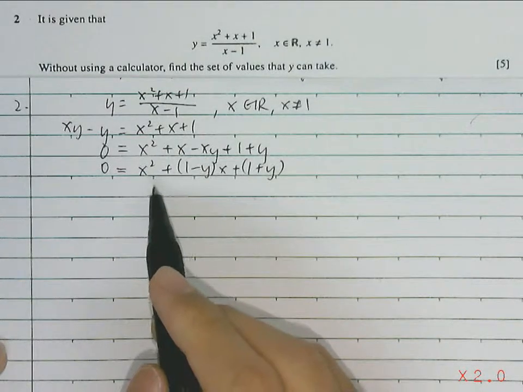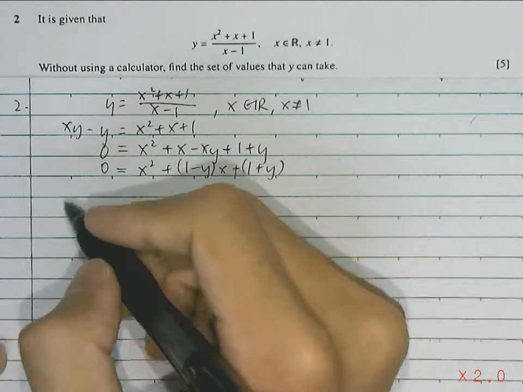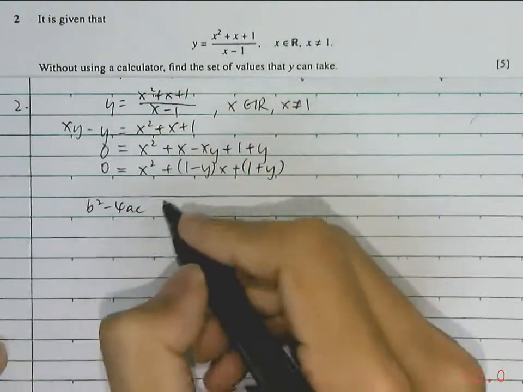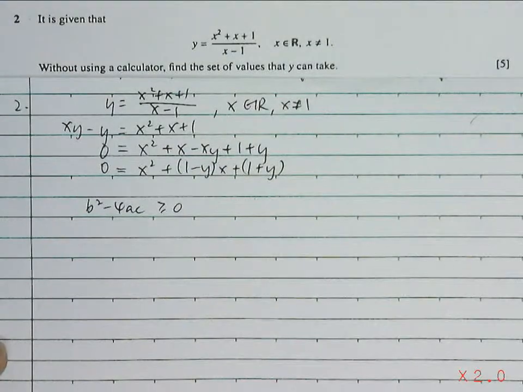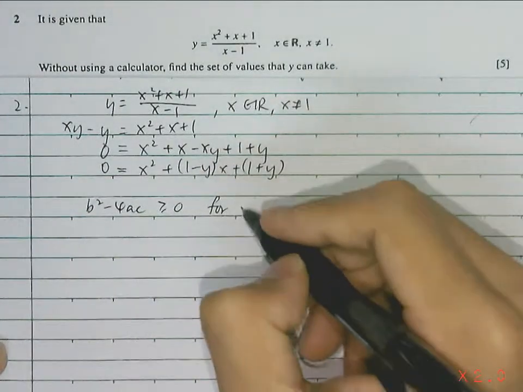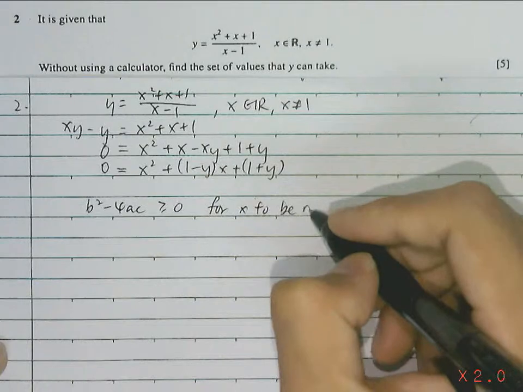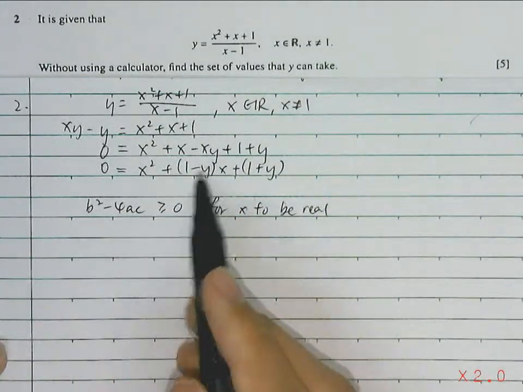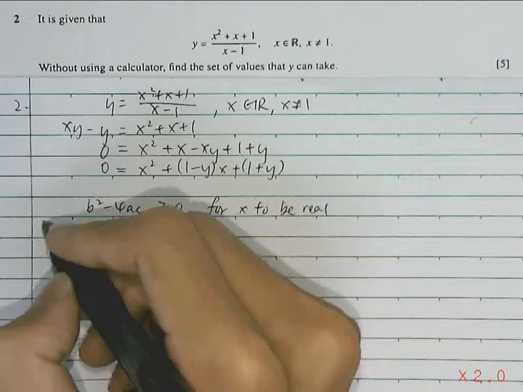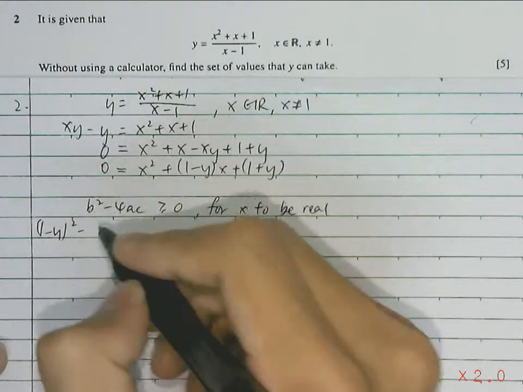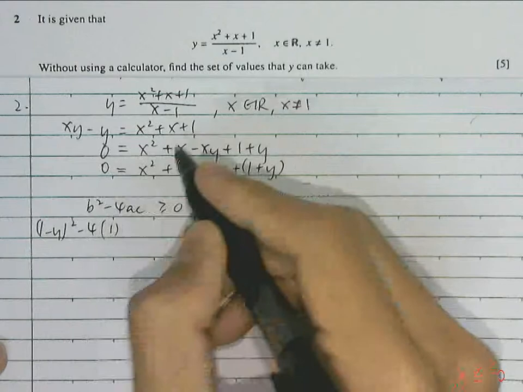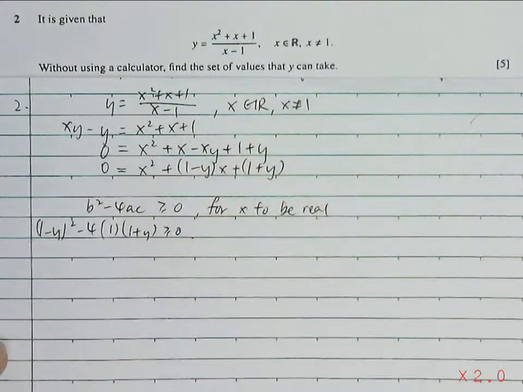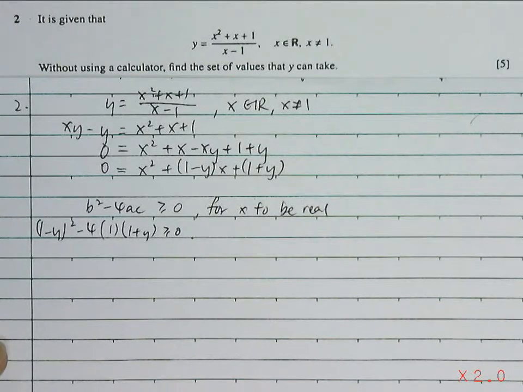Alright, so for that to happen, our discriminant, which is our b squared minus 4ac, has to be greater than or equal to 0 for x to be real. Okay, so our b squared minus 4ac, now I'll sub it in. Our b is (1 minus y), squared, minus 4a, a will be 1, and c will be (1 plus y). Alright, so now our job is to solve this inequality.